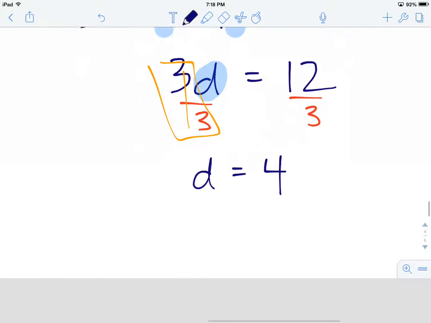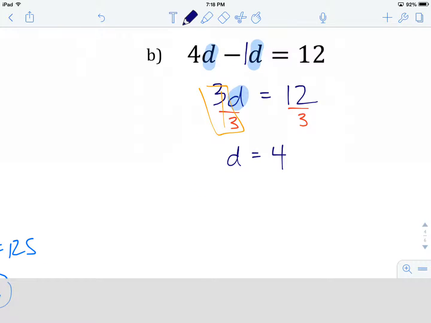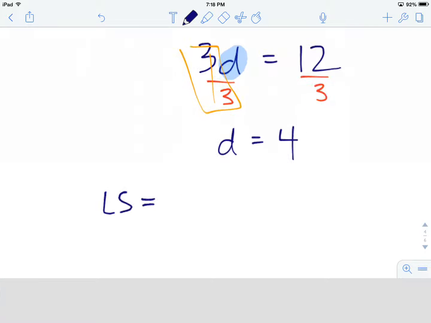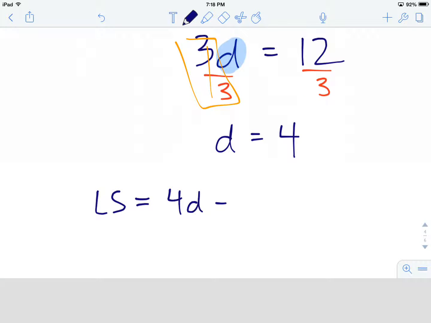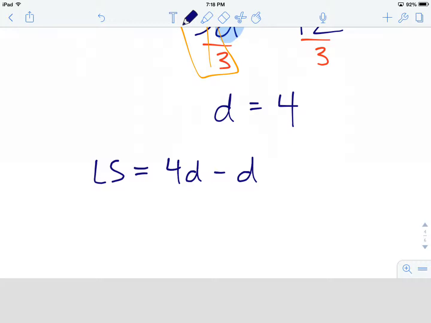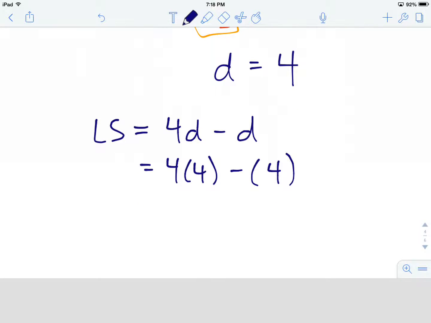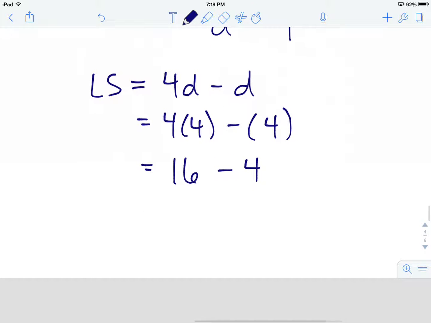So let's do a check. See if this answer checks out. So on our left side we have 4D minus D. So that's going to look like 4 times 4 minus 4. That's going to look like 4 times 4 is 16. Minus 4 is going to give us 12.